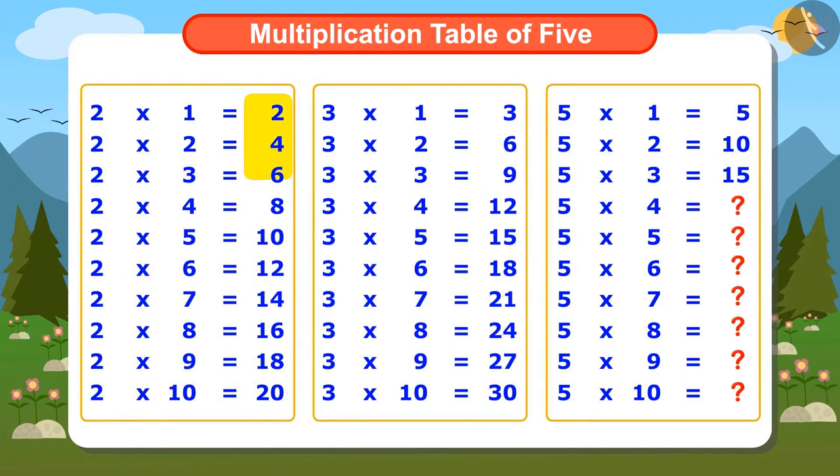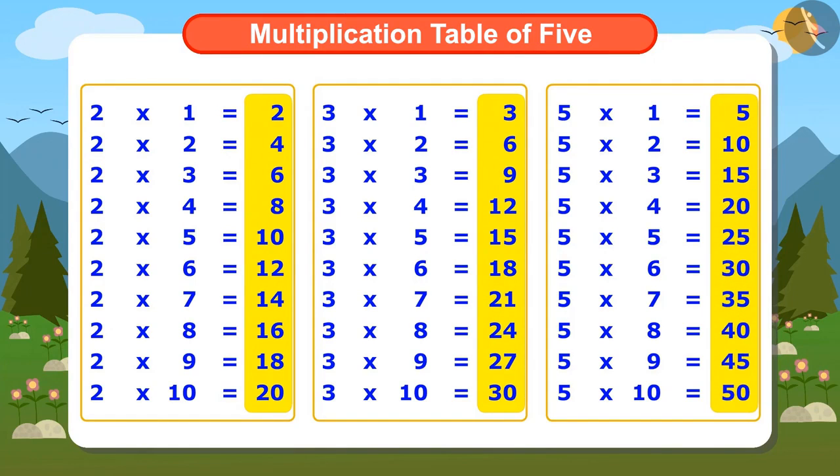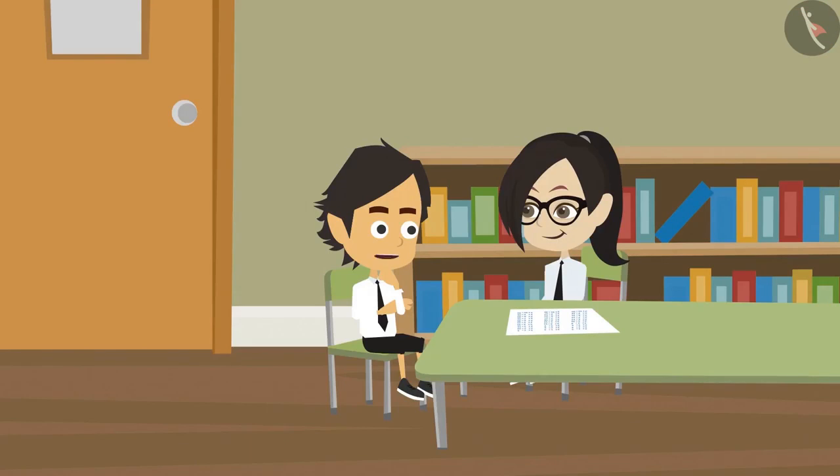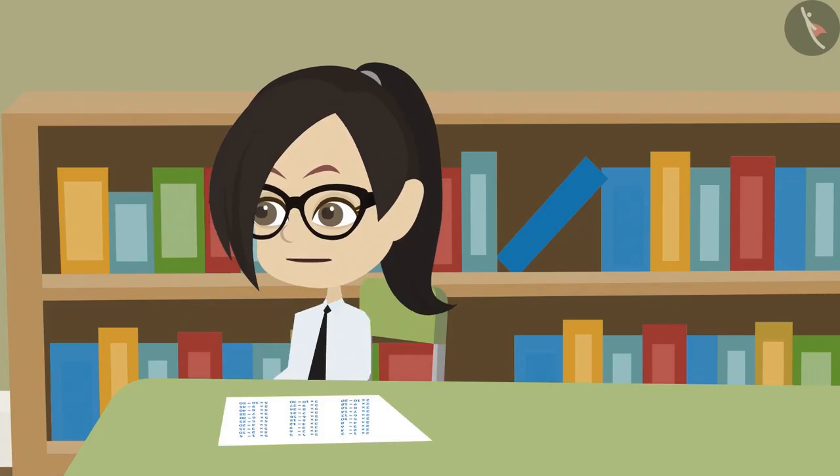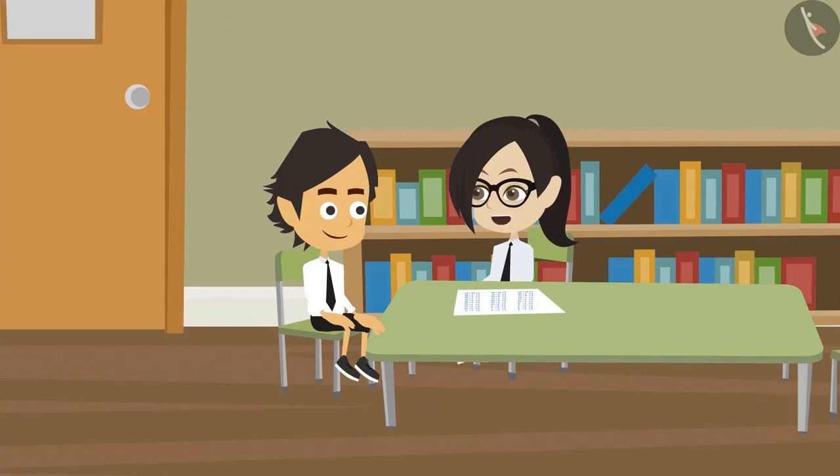In this way, we can find the complete multiplication table of 5 by adding the numbers from the multiplication tables of 2 and 3. Now I have understood. To find out the multiplication table of large numbers, we can use the multiplication tables of smaller numbers. Yes, I have also understood. Now I will try to memorize the multiplication table of 5 by reciting it.